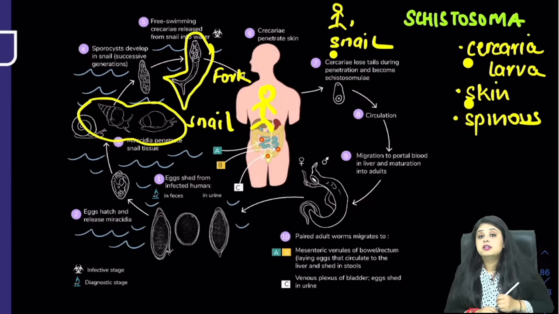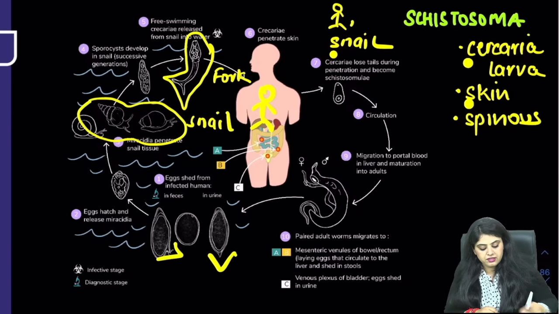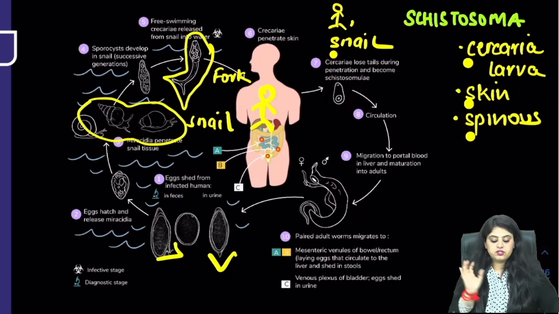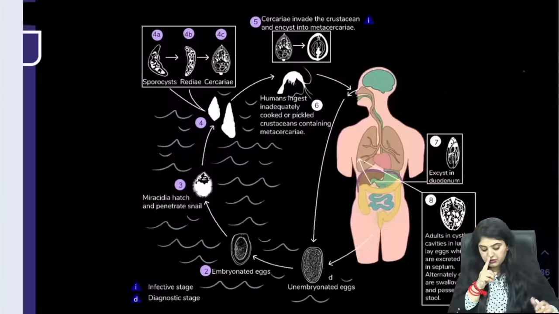How does it come? Previous year question. It comes through the skin. They have written, in case you forget, that they are not making the person eat it. This is coming through the skin. And what are the eggs showing you? The eggs are showing you spines. So please remember, Cercaria, skin, spine, everything with S will go, that is Schistosoma. Coming to the next one.